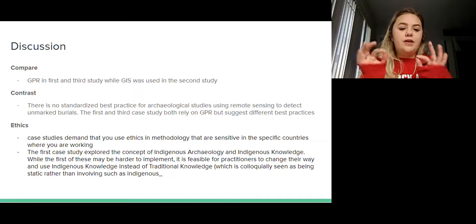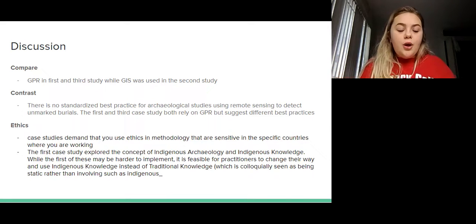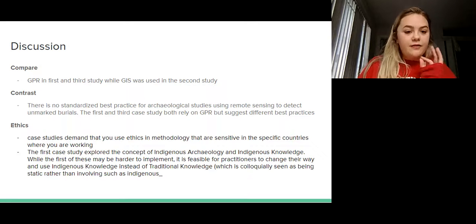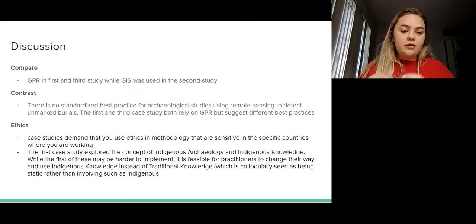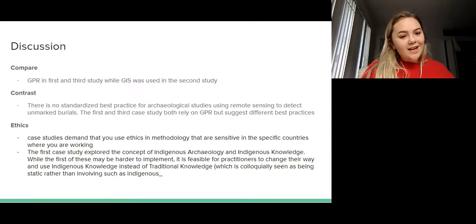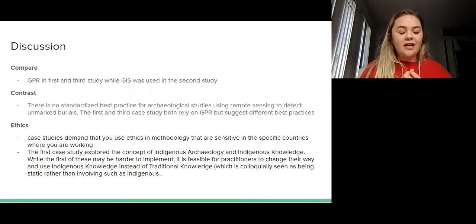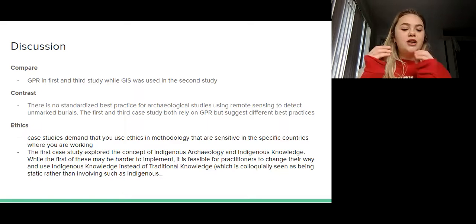When we're talking about ethics, we're talking about how the case studies demand that we use ethics and methodology that are sensitive to the specific countries that you are studying. I'm going to need to go a little bit more into detail about that, as it really varies, but I think there are standardized practices of keeping an open mind and community integration that we can include as part of every standard practice. So that is where my project's going: the compare, contrast, and then the consideration of different ethics in remote sensing in the detection of unmarked burial graves seen through 3 case studies.